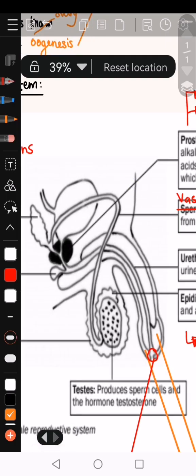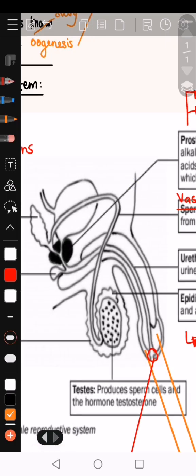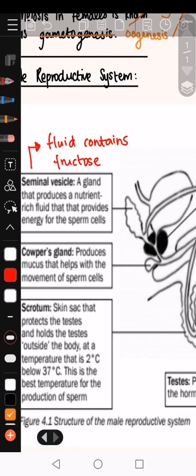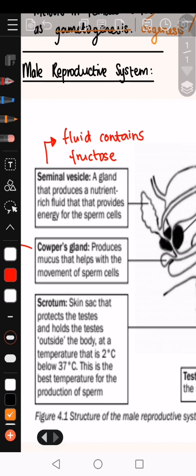The male reproductive system is not as intricate as the female reproductive system. Males are quite simple. But let's quickly look at some of the things that are very important for us to know here. So we're going to start. Before I start, we need to understand that we have accessory glands, right?